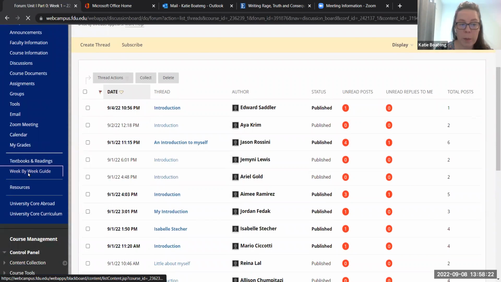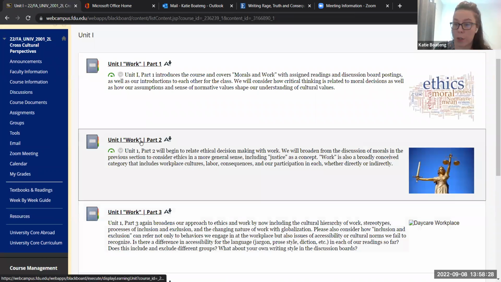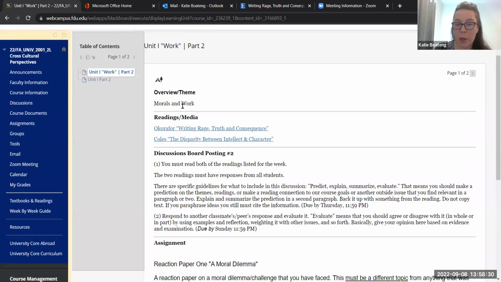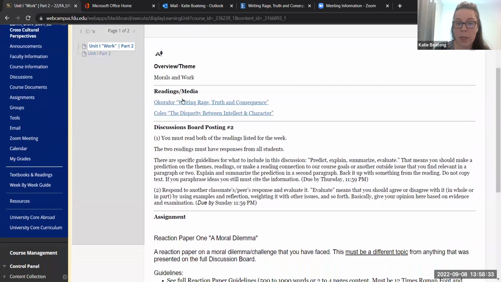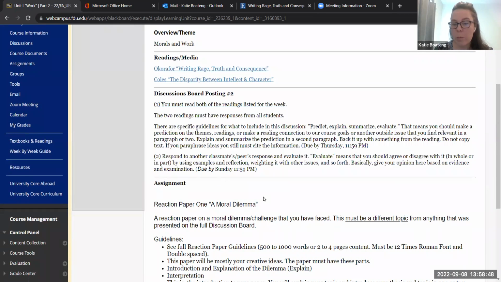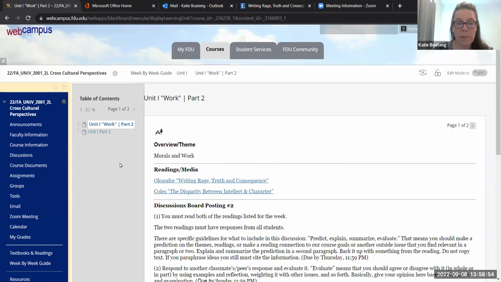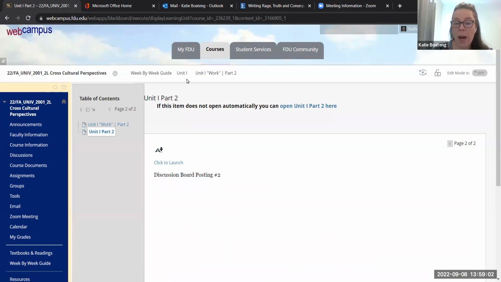So again, I'm going to go back to the week-by-week guide. We're going to take a look in Unit 1. We're going to go to Unit 1 Work Part 2, which is this week. It shows me that we're talking about morals and work, and then we're talking here, these are our different readings for the week. So writing Rage, Truth and Consequence by Okorafor, and then the disparity between intellect and character by Cole. All right, the discussion board is listed here, and then you'll see that the assignment is here for the week, right? Again, you can go and navigate over to the things here, or you can just click the forward button to find them. I hope that this is helpful.